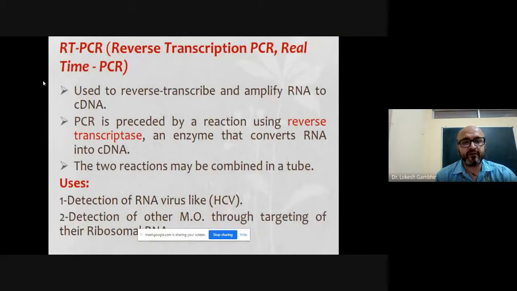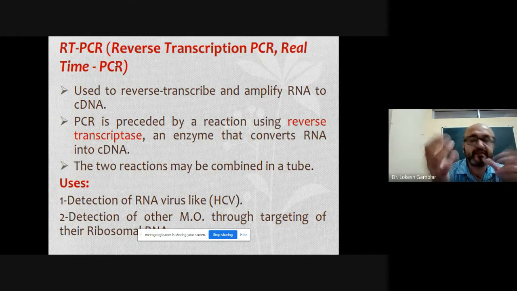Let's switch our focus to RT-PCR, the next type, that is reverse transcriptase PCR. Now we know what reverse transcription is. It's the opposite of the central dogma, where from DNA the synthesis of RNA, mRNA, takes place. Reverse transcription is when from mRNA a DNA molecule is synthesized, and that is called reverse transcription. And if you go for real-time monitoring of amplification, that is called real-time PCR.